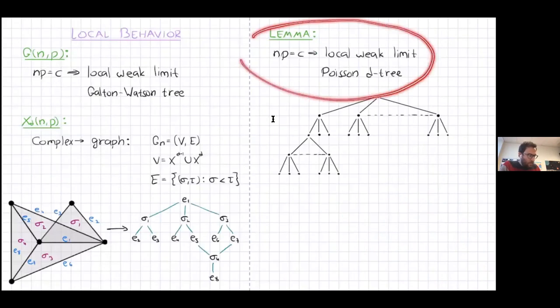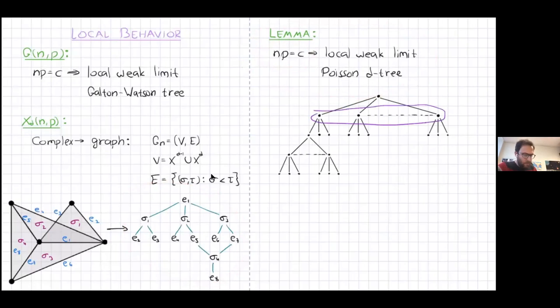So the most important lemma here is that when NP is equal to C, you can show a weak limit for this graph that I told you about, which is a tree, and it's called a Poisson D tree. By that, what I mean is that there are two levels, the even levels or the odd levels maybe. At the even levels, the number of descendants is always Poisson with parameter C, and at the odd levels, the number of descendants is always D.